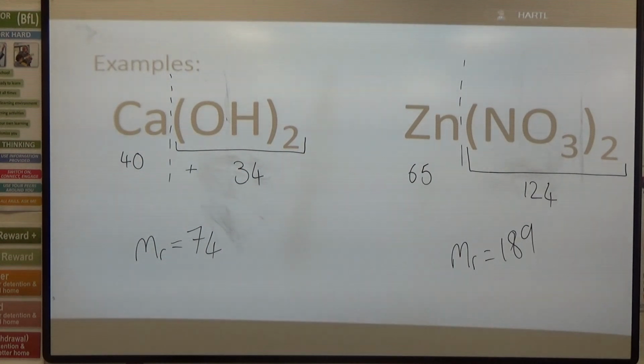189. Perfect. Everyone get it on? Yeah, I just didn't see the 2. Two, and then you remember that one on the end, okay? Always remember if you've got a 2 after, it's got to be times by the total that's inside of the brackets.